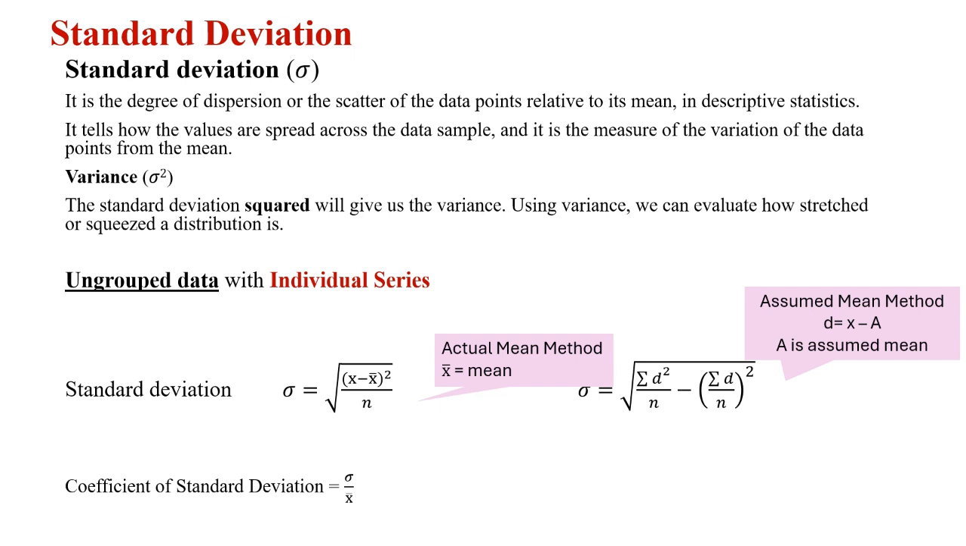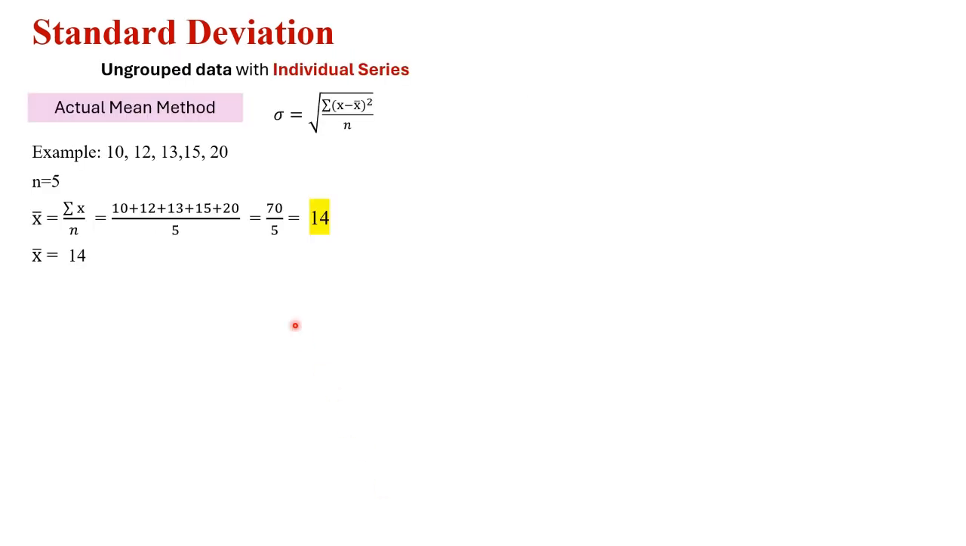Let's understand with an example. We have to find the standard deviation of 10, 12, 13, 15, 20. N is equal to 5. First we have to calculate x bar, sigma x by n. Adding all these and dividing by the number of observations n, which is 5, we get 70 by 5, solving we get 14. x bar is equal to 14.